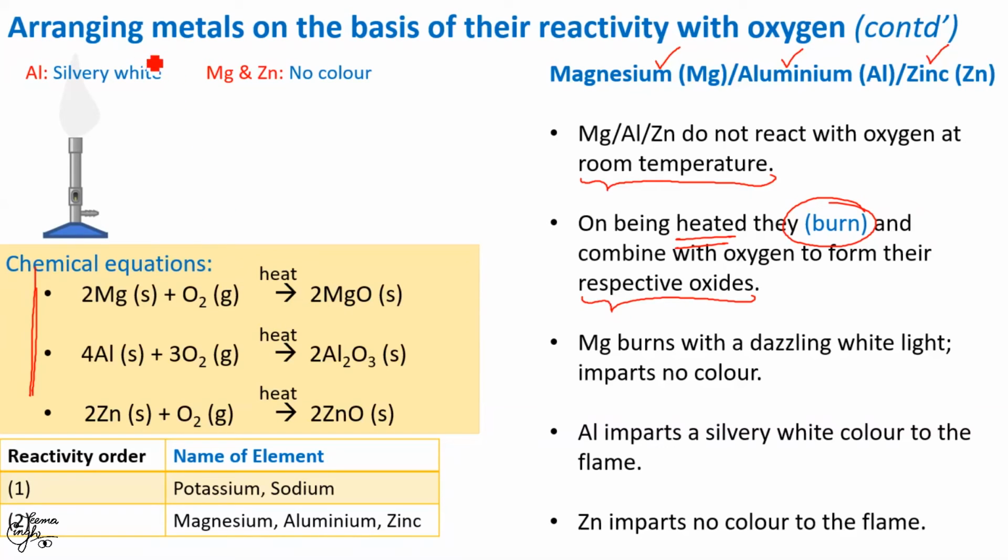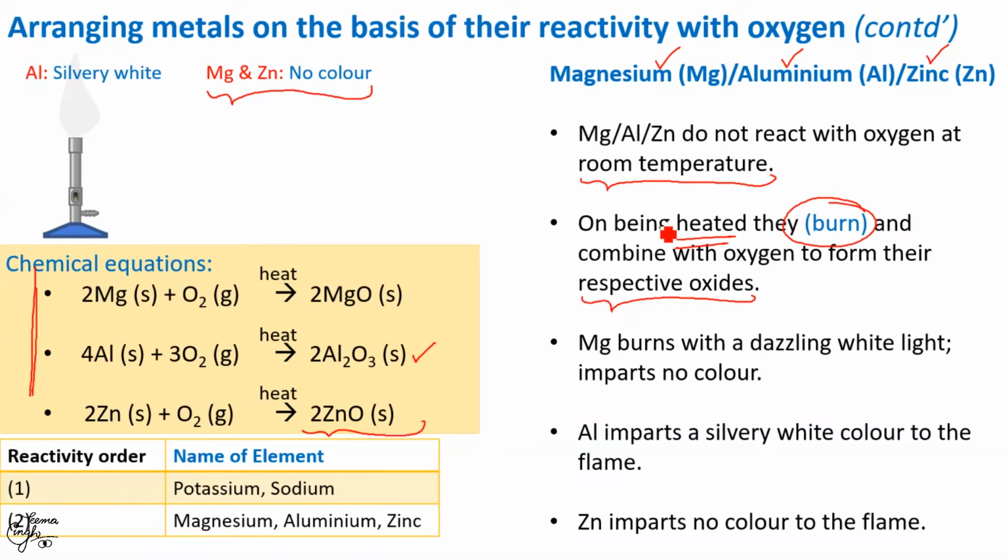Aluminium imparts a silvery white color to the flame on being heated and gives rise to aluminium oxide. Zinc, just like magnesium, does not impart any color to the flame and combines with oxygen to form zinc oxide. All these reactions are not as vigorous as those of sodium and potassium. Therefore, we place these metals second in our list of reactivity.